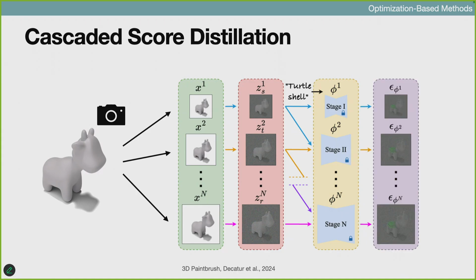From this, we get predicted noises from the model at all these different resolutions. We can do the same thing: compute the difference between the original noise and the predicted noise, and then we get gradients at each of these different resolutions. So we can apply all of these gradients at once back to our representation.